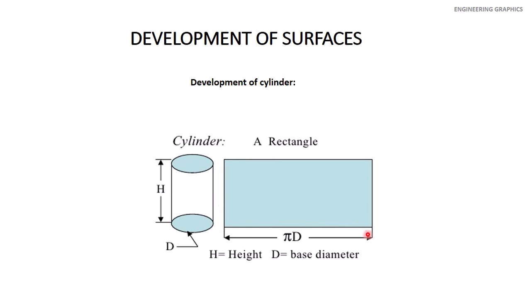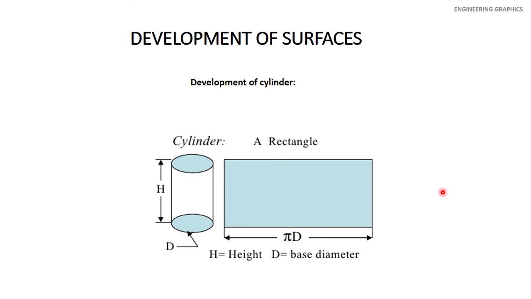Now make a rectangle. This rectangle is the development of the cylinder. We can say that if we have a rectangular sheet, then by joining this vertical edge and this vertical edge, we can obtain the final shape of a cylinder. So this is the meaning of development.